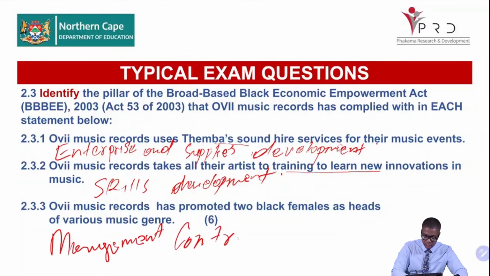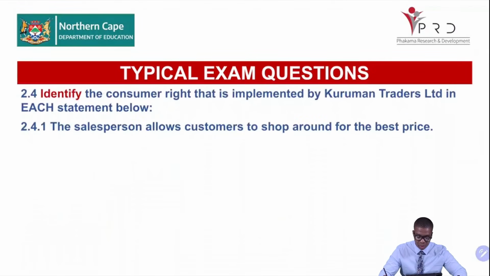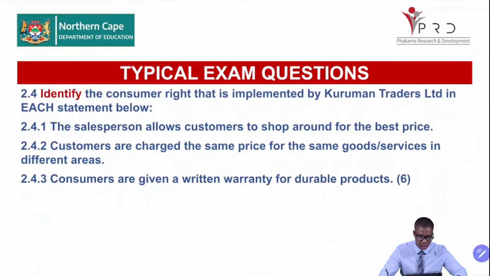So those are the pillars that are applicable. Then we proceed and look into the types of what now? Consumer rights. So under the what? The Consumer Protection Act. So I will say to you, let me give you 2 minutes to try to answer, then I will come back with the solutions.